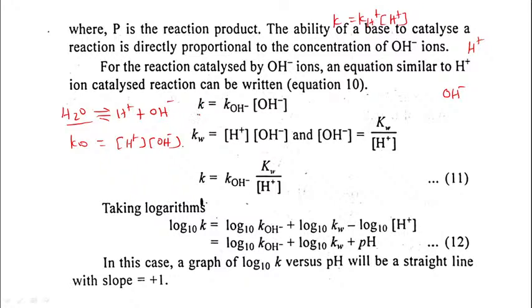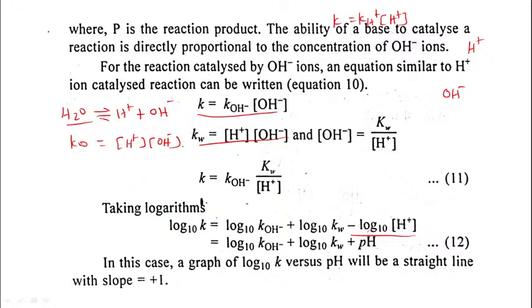So we can write this equation now, K equal to K OH minus ion into the concentration of the hydroxyl ion for base catalyzed reaction. But we know that Kw becomes equal to this, so the concentration of the OH minus ion is equal to Kw divided by the concentration of the hydrogen ion. Put that value here. Now taking the logarithm, log to the base 10 on both sides: log K equals log K OH minus ion plus log Kw minus log to the base 10 of the concentration of the hydrogen ion. But this is nothing but pH equal to minus log to the base 10 of the concentration of the hydrogen ion.